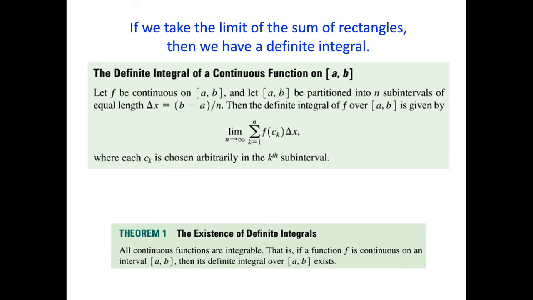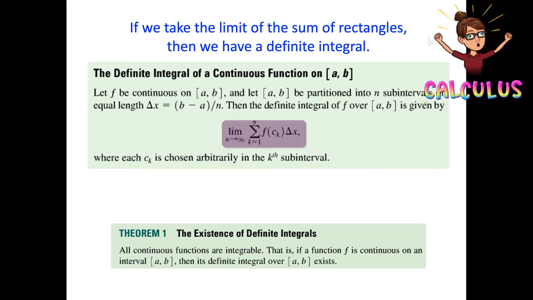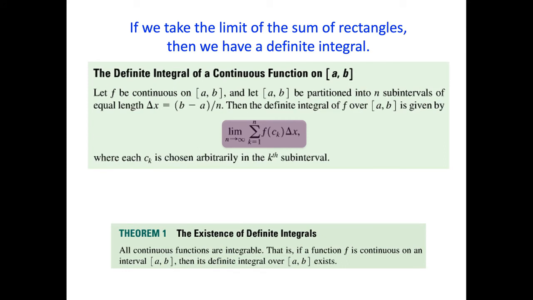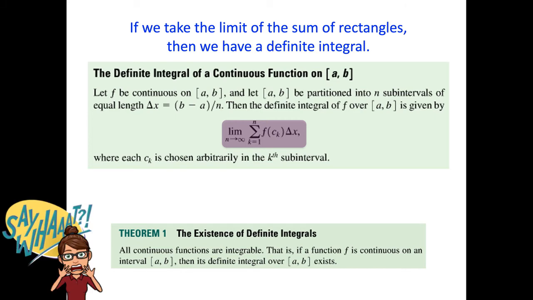Well, if we take the limit of that sum of rectangles, then what we have is called the definite integral. The definite integral is the limit of that sum as n approaches infinity. So we say, let's let those number of rectangles approach infinity. Then we get what's called the definite integral, and that represents your area under your curve.